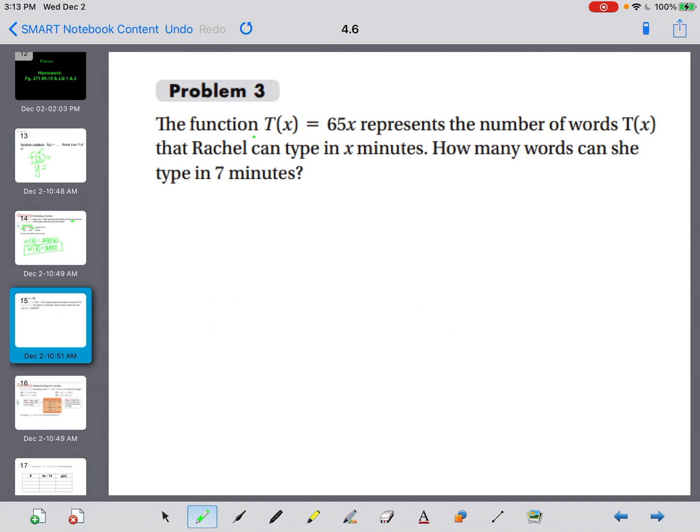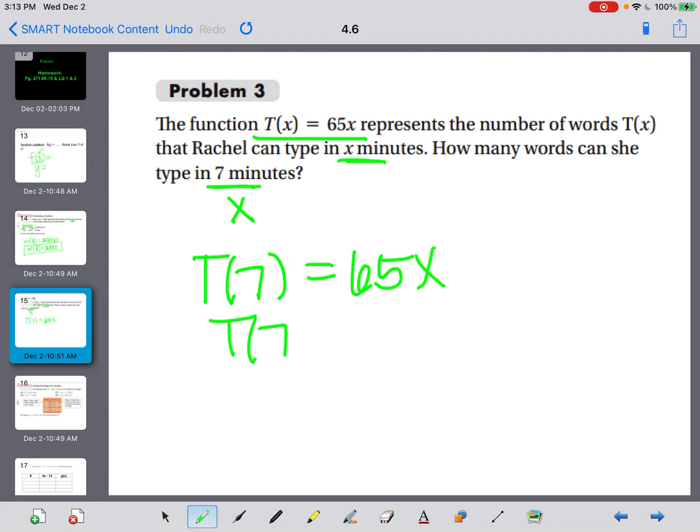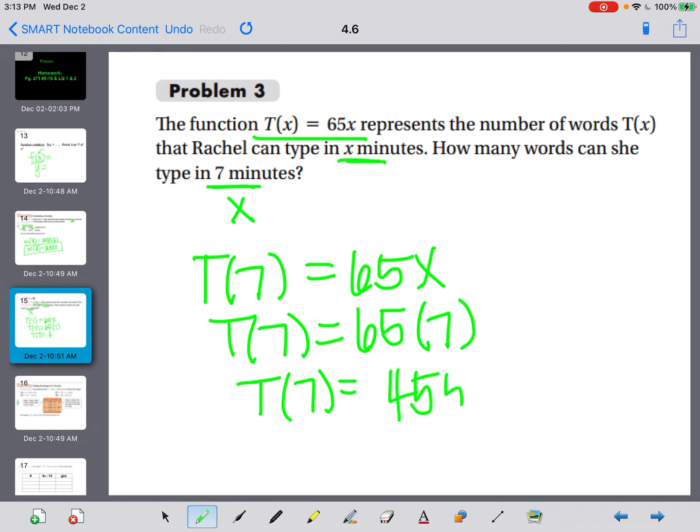The function t of x equals 65 times x represents the number of words that Rachel can type in x minutes. How many words can she type in 7 minutes? Well, they told us that x is our minutes, so I'm going to plug that in. So I'm going to have t of 7 equals 65x, which means I need to plug that 7 in where the x is. And 65 times 7 is 455 words in 7 minutes.